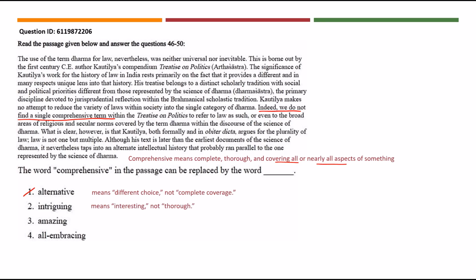What about intriguing? It means interesting and it's not about thorough or complete. What about amazing? It means impressive but again it is not inclusive or complete. What about all embracing? It means comprehensive, covering everything fully. So comprehensive can be replaced by all embracing. Indeed, we do not find a single all embracing term. That will be the right replacement. Option number 4 will be the right answer.